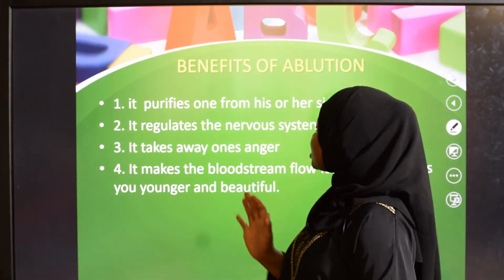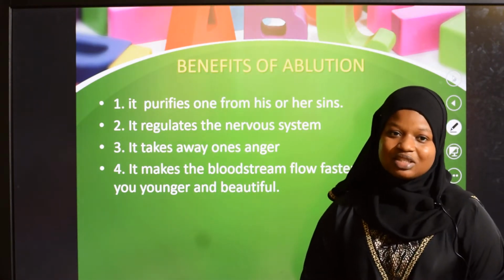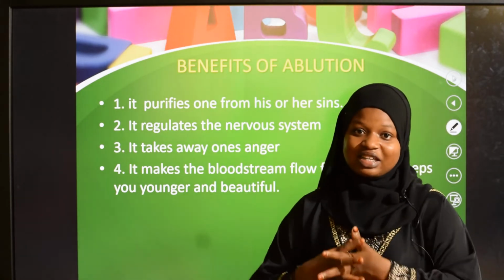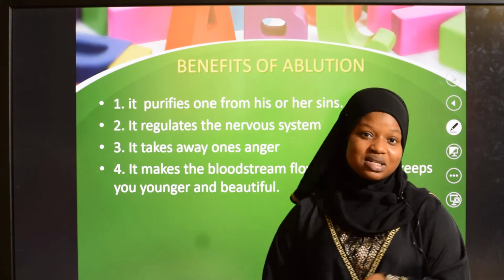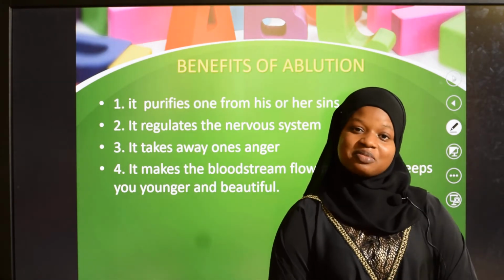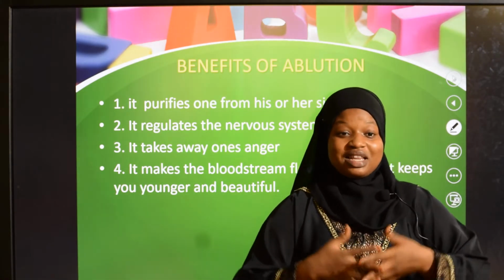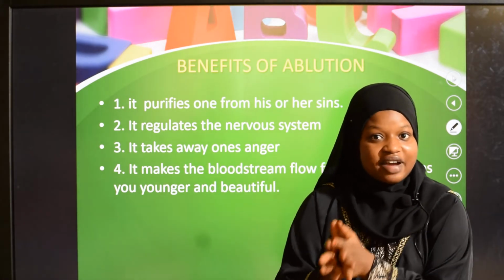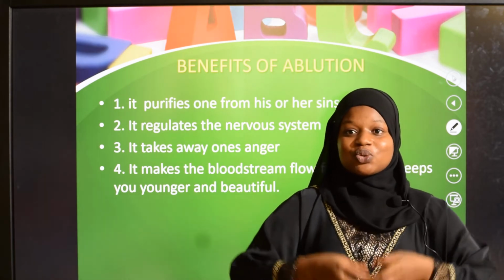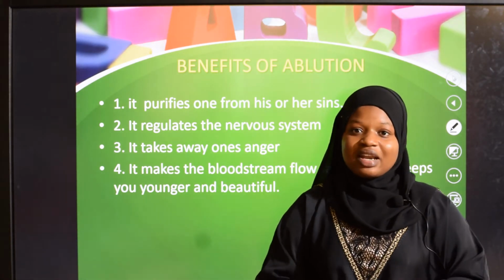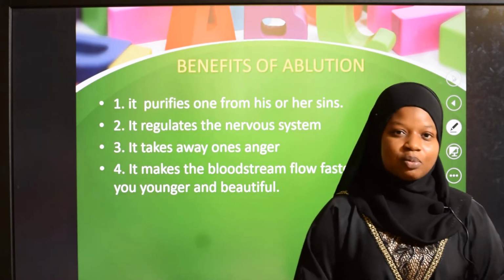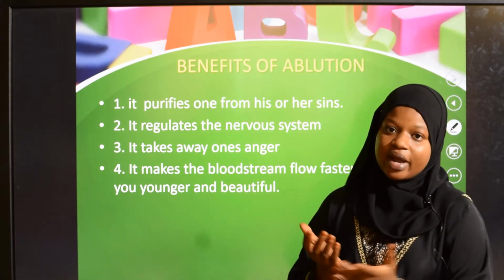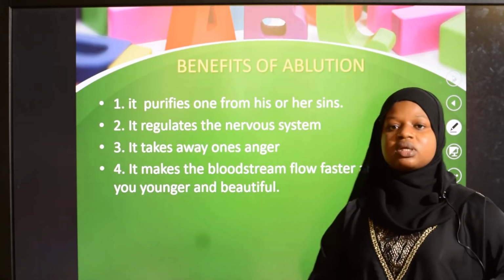And we have, it regulates what? The nervous system. So when you perform ablution, you see that your nervous system will be what? Regulated. And then we have, it takes away one's anger. Our Prophet ﷺ said, the moment you become very angry, anger is from what? Fire. So use water to quench it or to cool yourself down, and that is what? By performing ablution. So the moment you become angry, just go and take your ablution can, or you go by the pipe, then you perform ablution to cool yourself down.